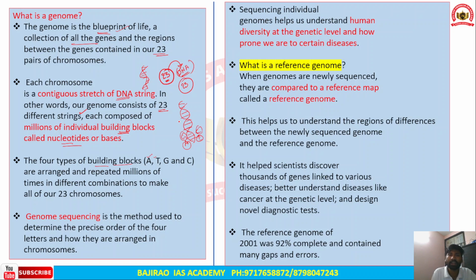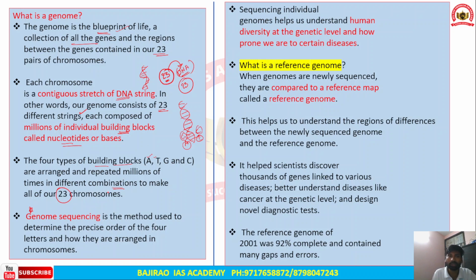In the same way, the nucleotides are repeated millions of times in different combinations to make up all 23 of our chromosomes. Now we have understood the genome: it is the genetic material in chromosomes, and it is made up of nucleotides, which also have four types of building blocks. They are adenine, thymine, guanine, and cytosine.